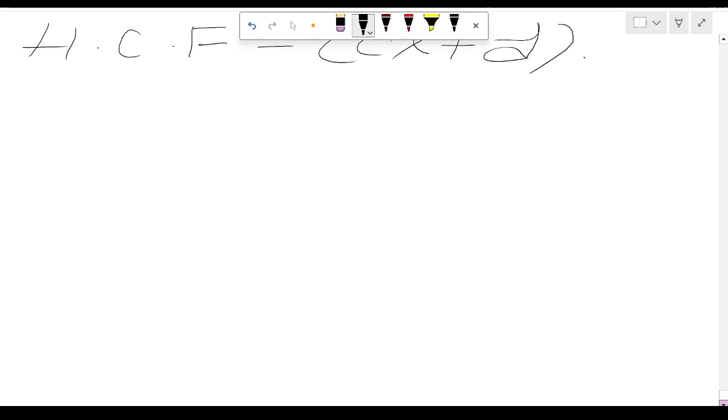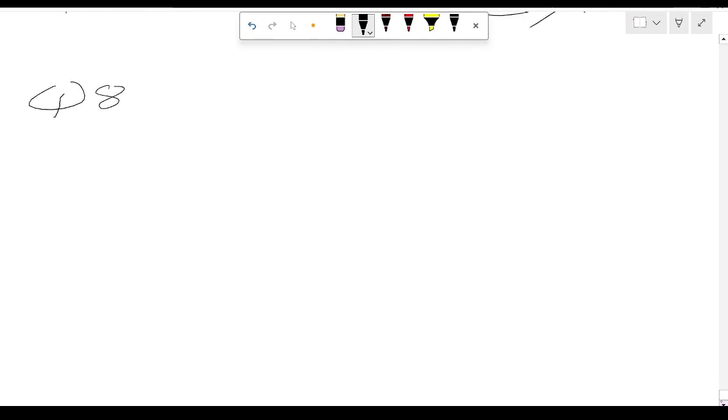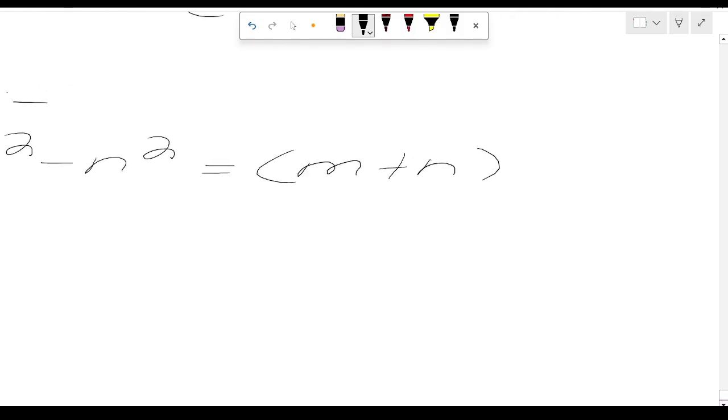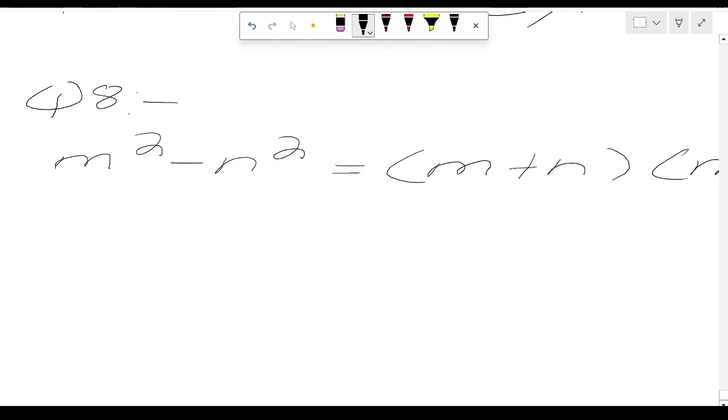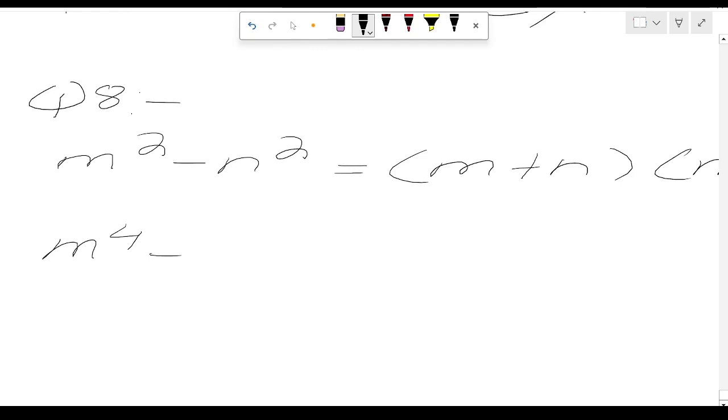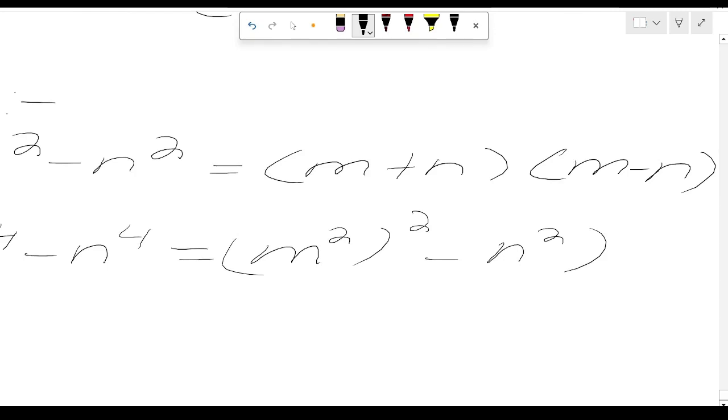Now let's move on to question number 8. In question number 8, we have m square minus n square. So m square minus n square is equal to m plus n and m minus n. Then the second expression is m power 4 minus n power 4. So we can simplify it as m square whole square minus n square whole square.